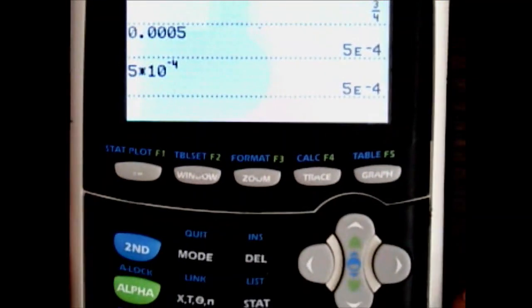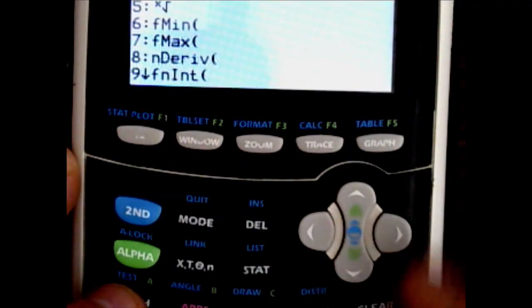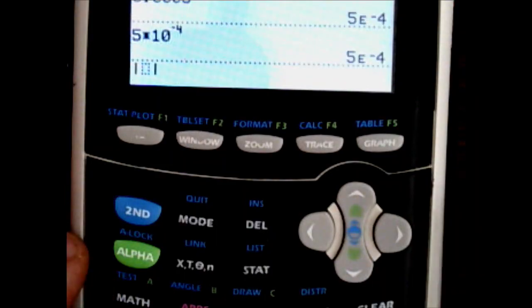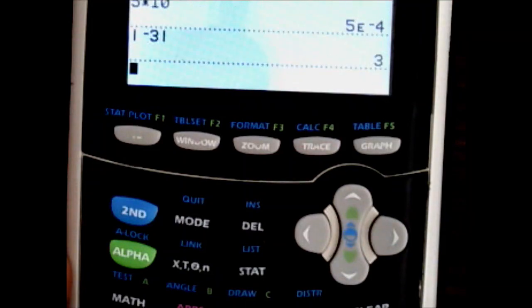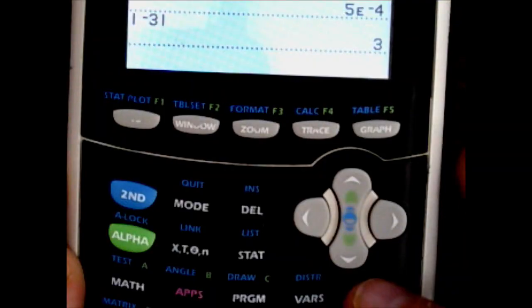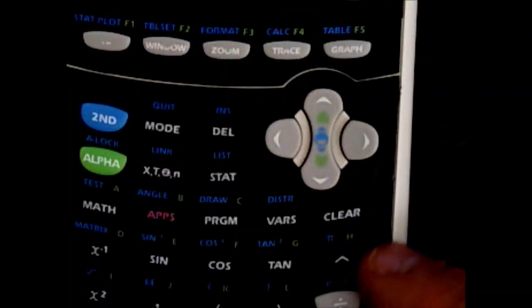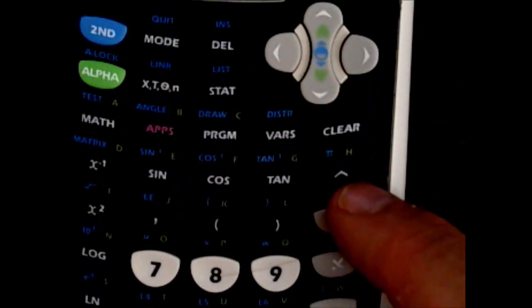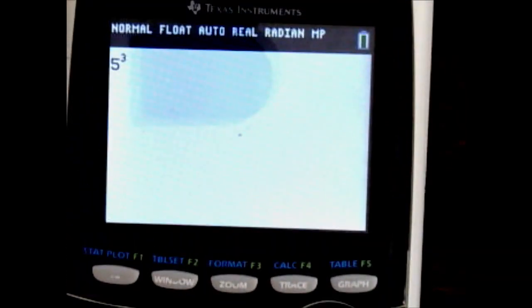Alright. Absolute value, that's found by hitting math, arrow to the right, 1. And now you can type in whatever you want, negative 3 or negative 5 or whatever you want to type in there for absolute value. Exponent, your exponent is found by typing in 5. You hit this key that I call the hat key right there below clear. Hat 3, so that does 5 cubed.